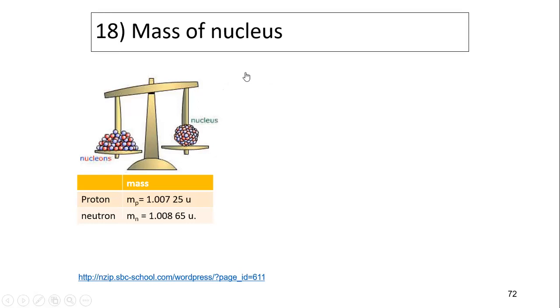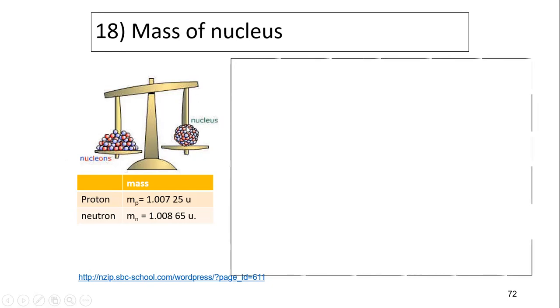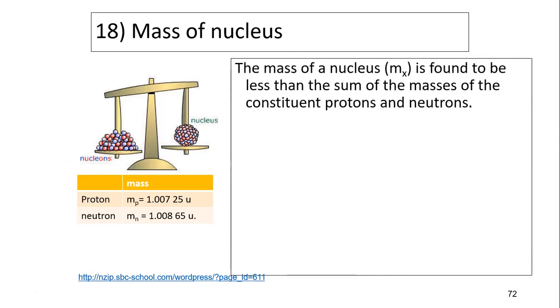Okay, mass of nucleus. The mass of proton is given. The mass of neutron is given. That's the mass of nucleon. That's the mass of nucleus. That's the individual neutron and proton, that they combine to form the nucleus. The mass of nucleus, mx, is found to be less than the sum of the mass of the nucleons. That is, the nucleons have heavier mass than the nucleus.